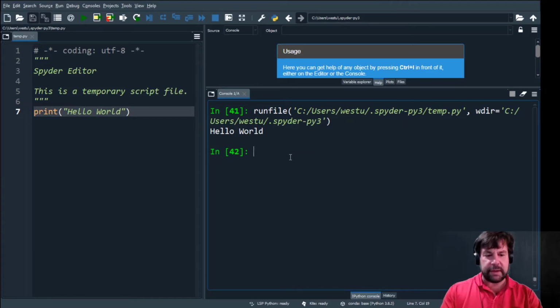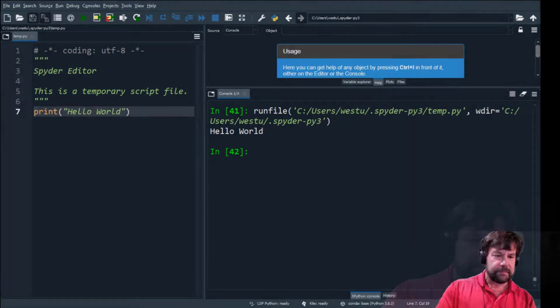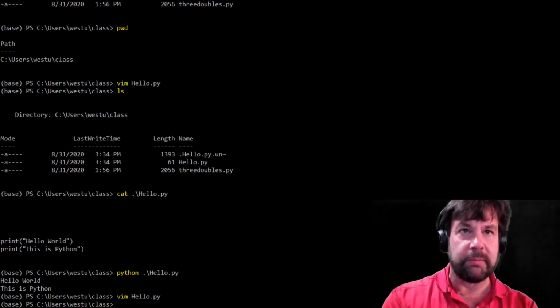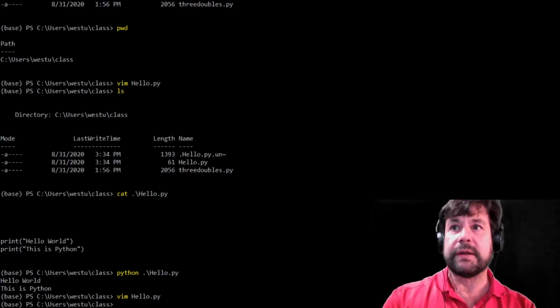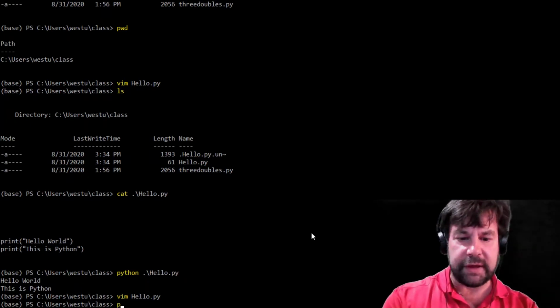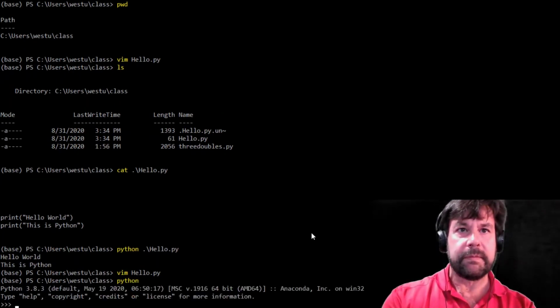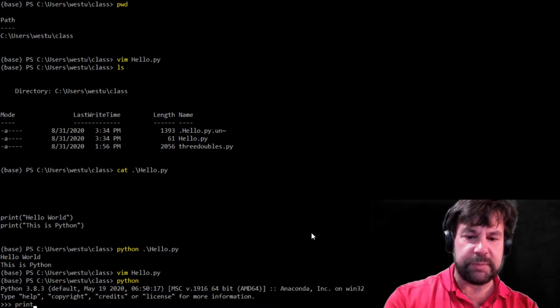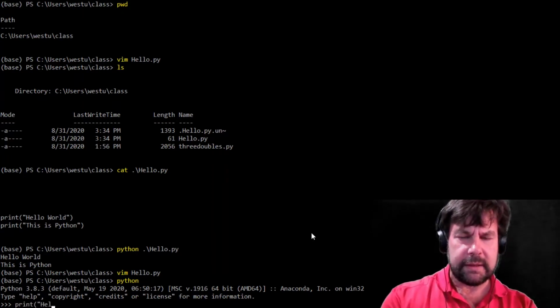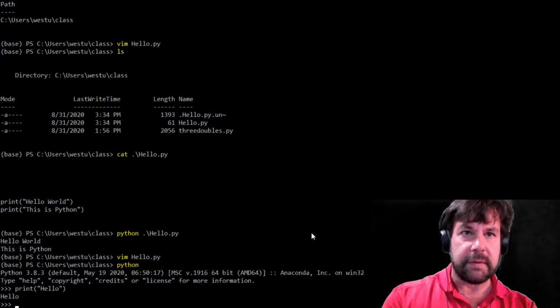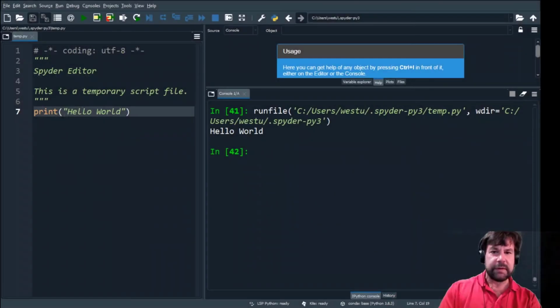And by the way, this works the same way in your terminal window. So if you come down here into a terminal window and you type in something like Python, now you're actually in a Python prompt, and you can do something like print. Essentially this is the same thing you're doing when we're typing into the console here in Spyder.